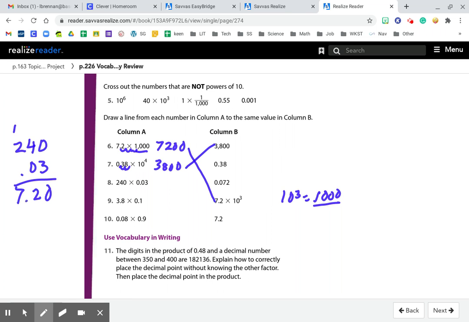So I know I'm going to have 720, and I have 2 digits in decimal place value in the problem. So I'm going to have 2 in the answer. And 720 and 7.2 are equivalent.